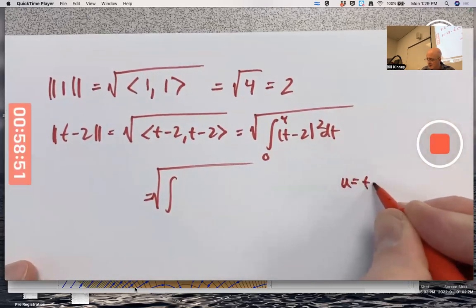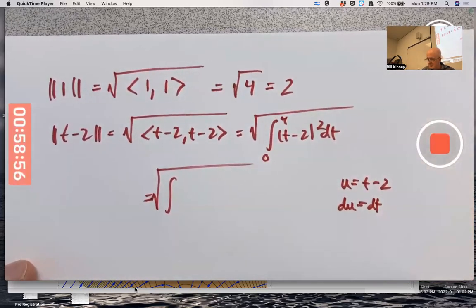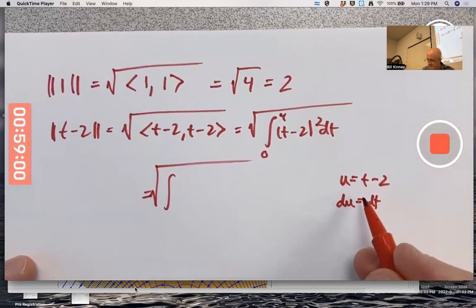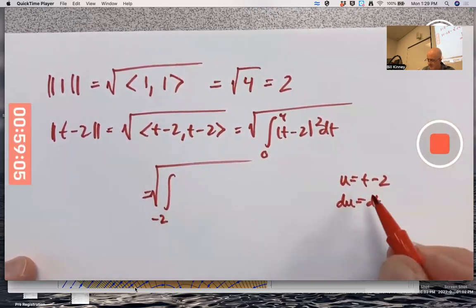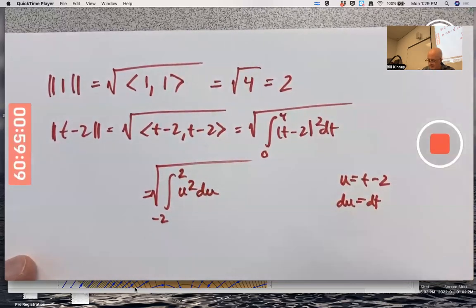u equals t minus 2. du is dt. I'm doing calculus here. Change the limits of integration. When t is 0, u would be -2. When t is 4, u would be 2. Got to do that integral.